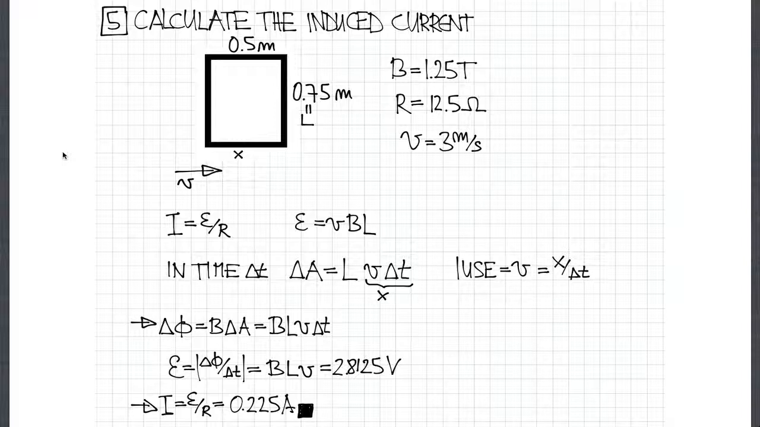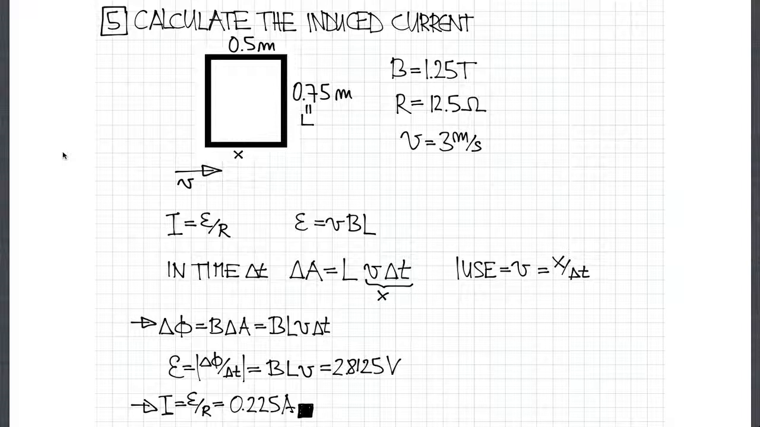So in a time delta t, it moves by a certain amount, and you can calculate the change in flux. You can say that delta phi is B times delta A, which is BLV times delta t, like we did before for the railgun. And so you obtain that the EMF is BLV, which is 2.81 volts. You divide this by the resistor and you obtain a current of 0.225 amps.